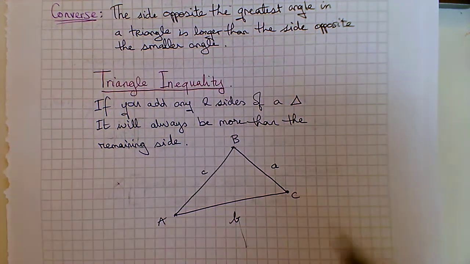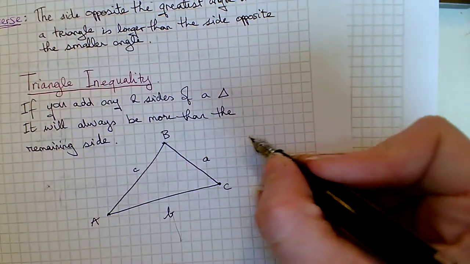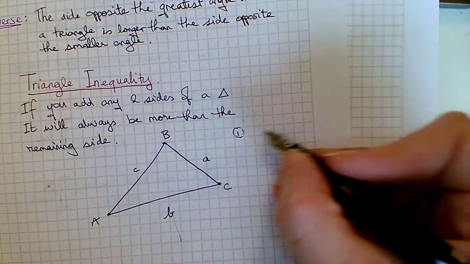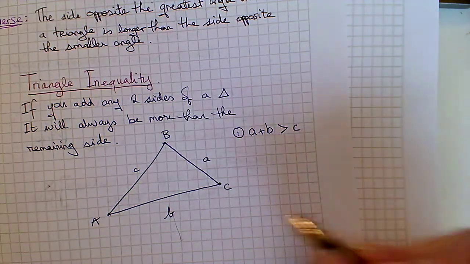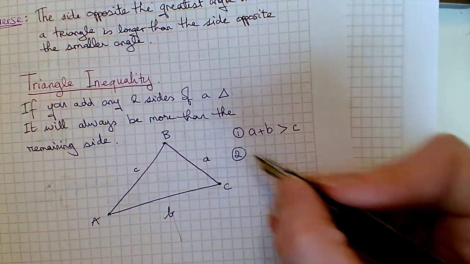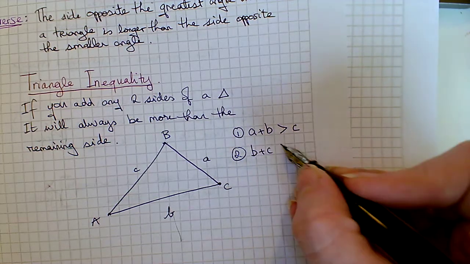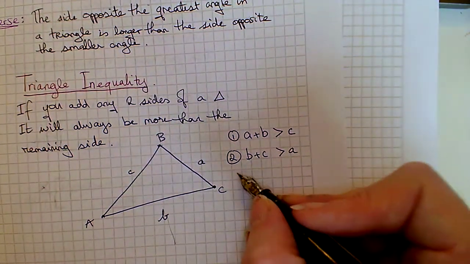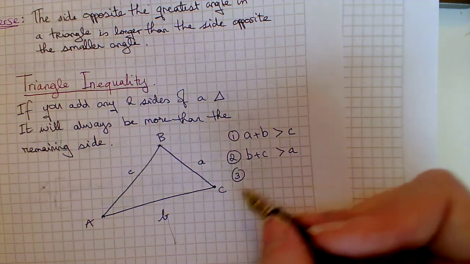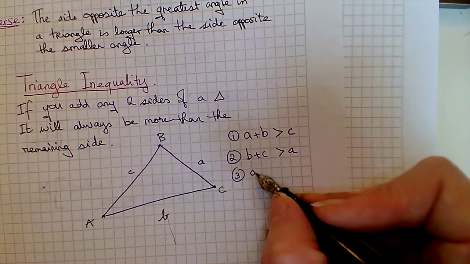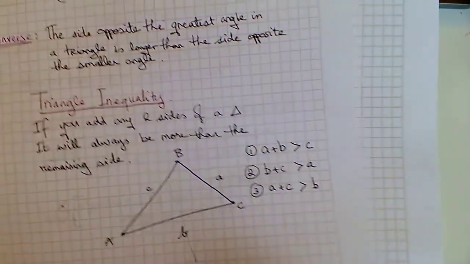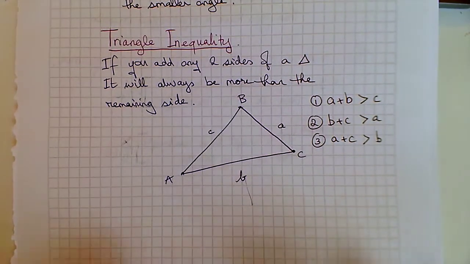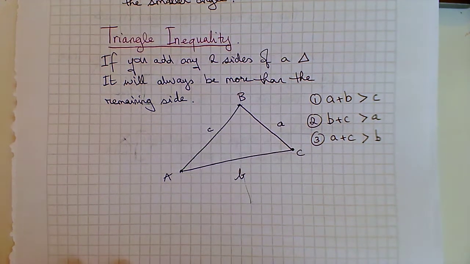So what I can say here is, by the triangle inequality, I can write down three facts. The first is that if I add a and b together, it will be bigger than c, whatever the lengths are. If I add b and c together, it will be bigger than a. And if I add a and c together, that will be bigger than b. Okay, and that's the triangle inequality. You need to know that as a fact as well.